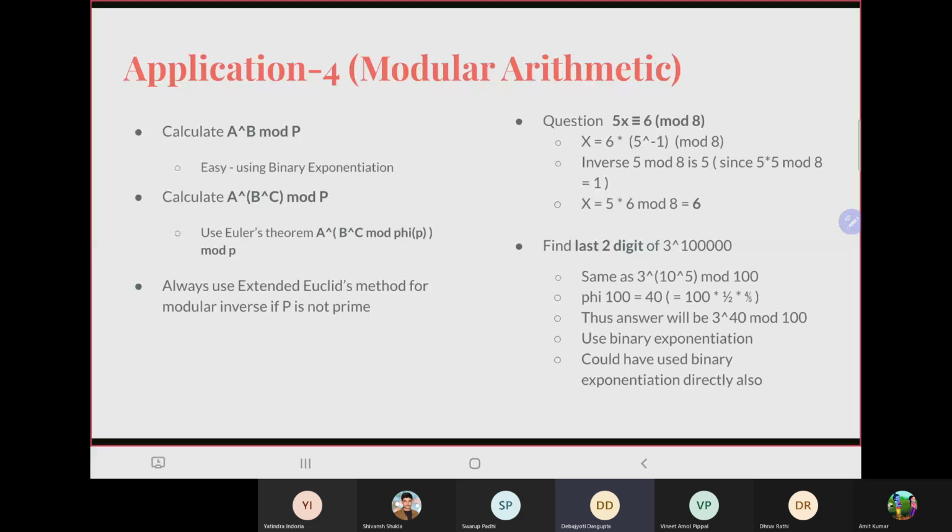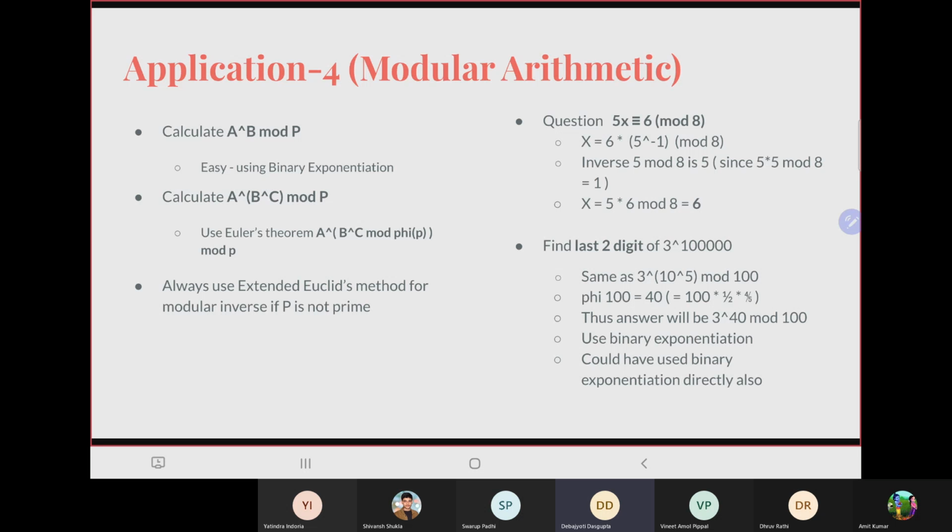Hope that's clear. So another type of question is like, if 5x equals 6 mod 8, then what will be the value of x? So this is simply x is equal to 6 by 5 mod 8. I said that for the division part, you need to take the inverse of the divisor. So we need to find 5 inverse under modulo 8. So 5 inverse modulo 8 is 5. Why? Because 5 into 5 is 25, and 5 into 5 mod 8 will give 1, since 25 minus 24 is 1. So 5 is basically the inverse of 5 under mod 8.